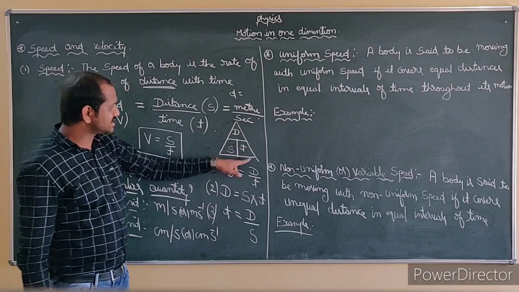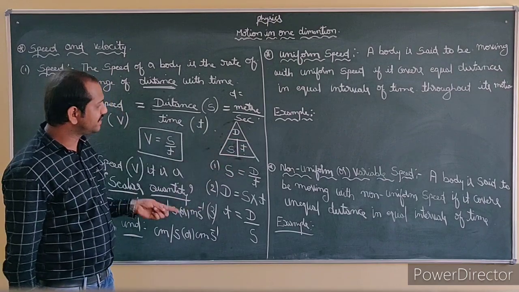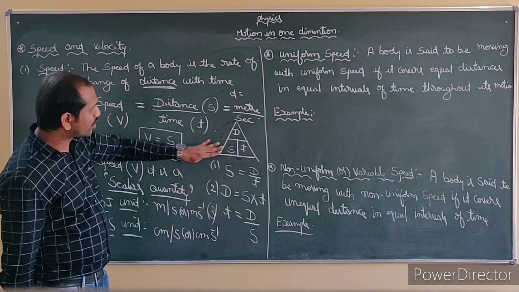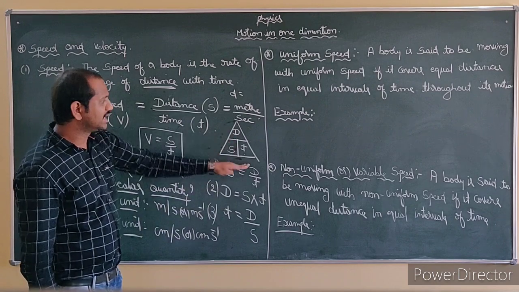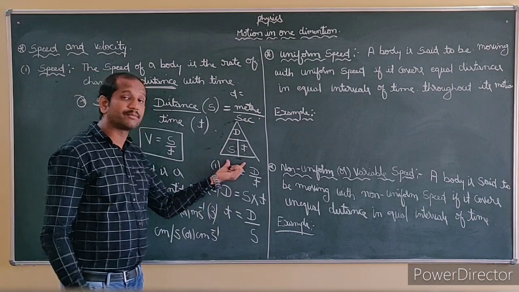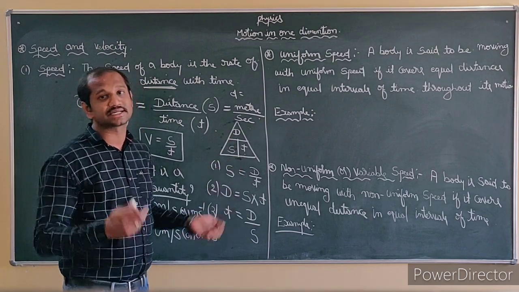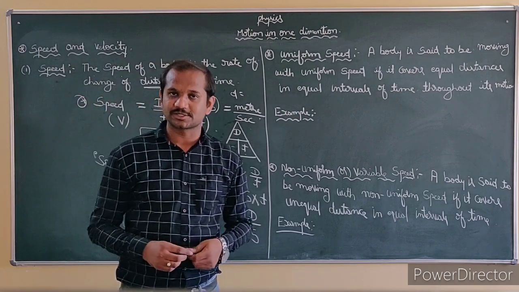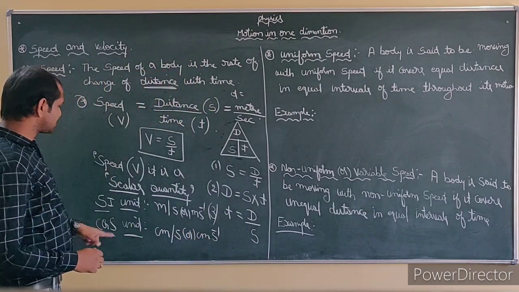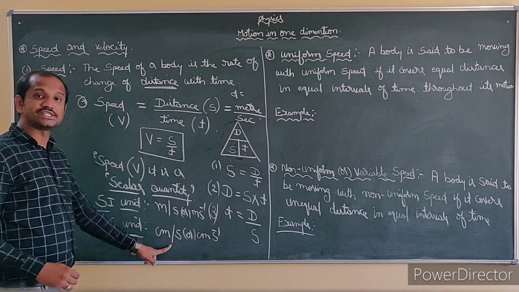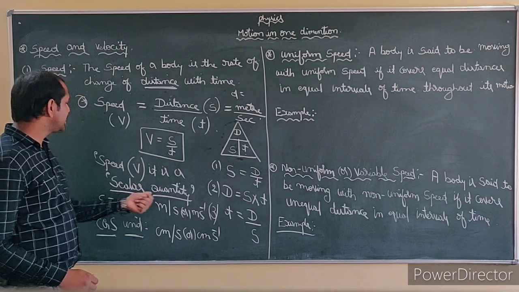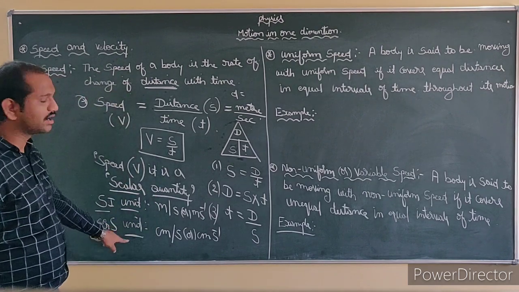This is a very easy way to write all the three formulas. Whatever you need to find, just close it, and that formula will be given. You should have done this, the idea of speed, distance and time, in your 6th standard mathematics also. Understand? So this is a complete SI unit, CGS unit, and since it is a scalar quantity, that is the complete picture of speed.